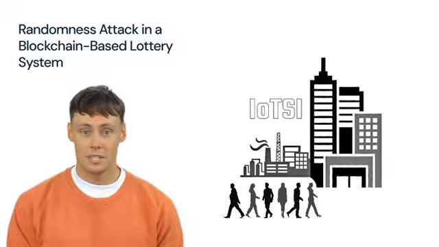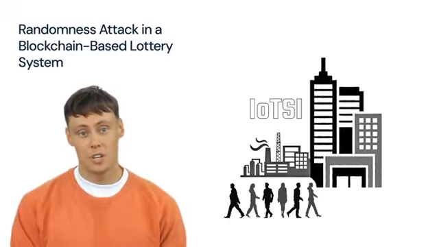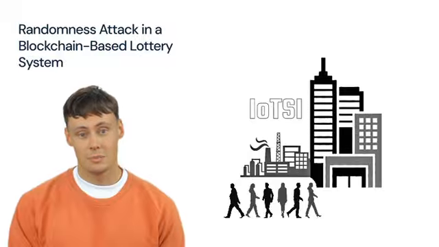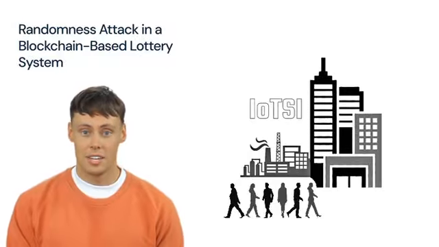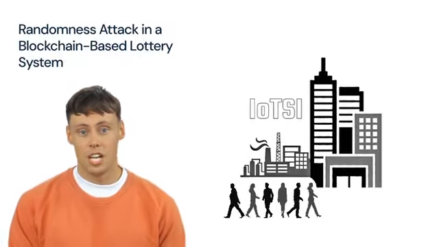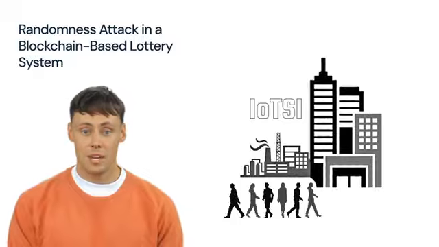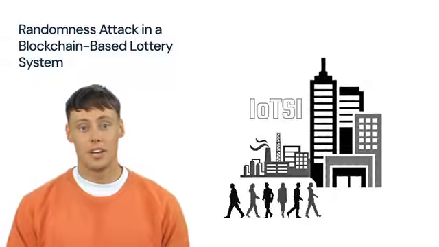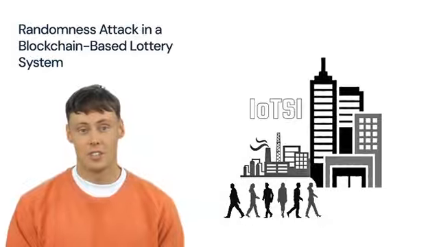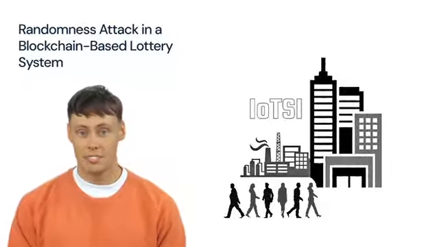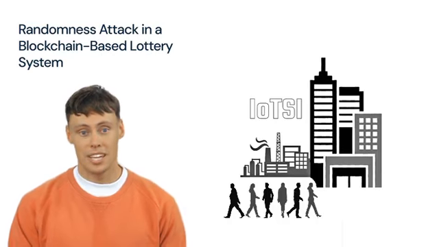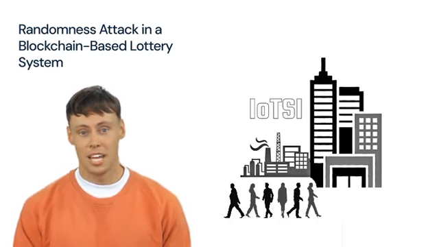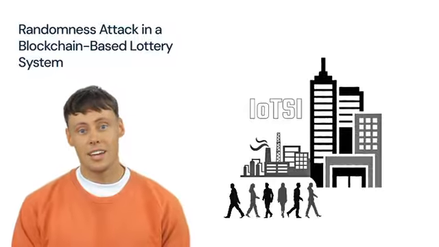1. Lottery system setup. The lottery system uses a smart contract on a blockchain where participants send cryptocurrency to enter the lottery. The winner is determined by a random number generated by the smart contract, often based on blockchain data like block hashes. 2. Vulnerability exploitation. The attacker identifies that the smart contract uses the hash of a future block as the source of randomness. Since miners have control over the content of the blocks they mine, an attacker with mining capabilities can potentially influence the block hash.